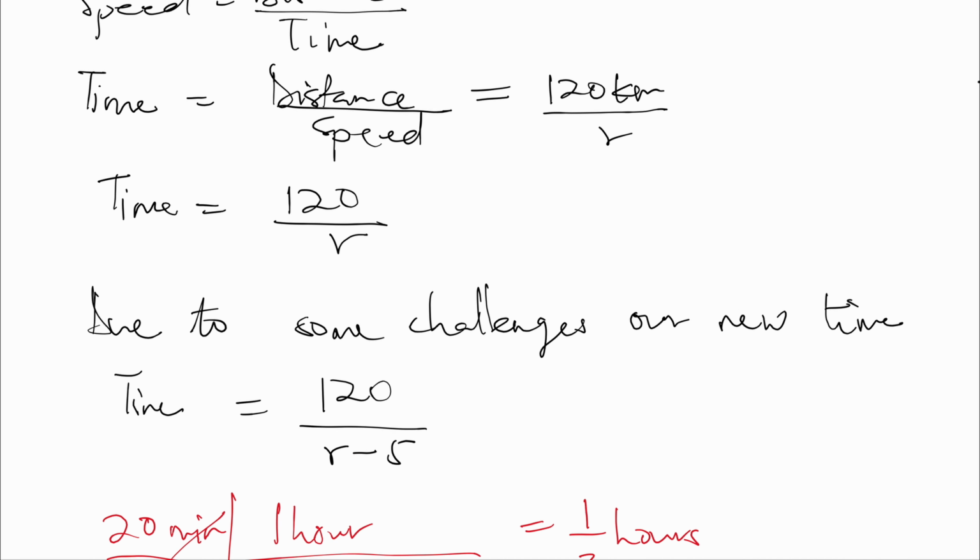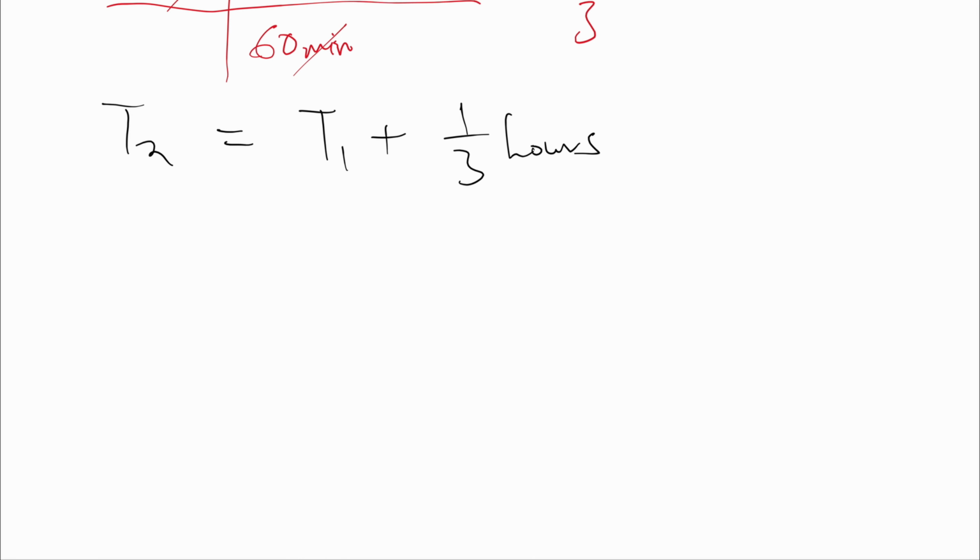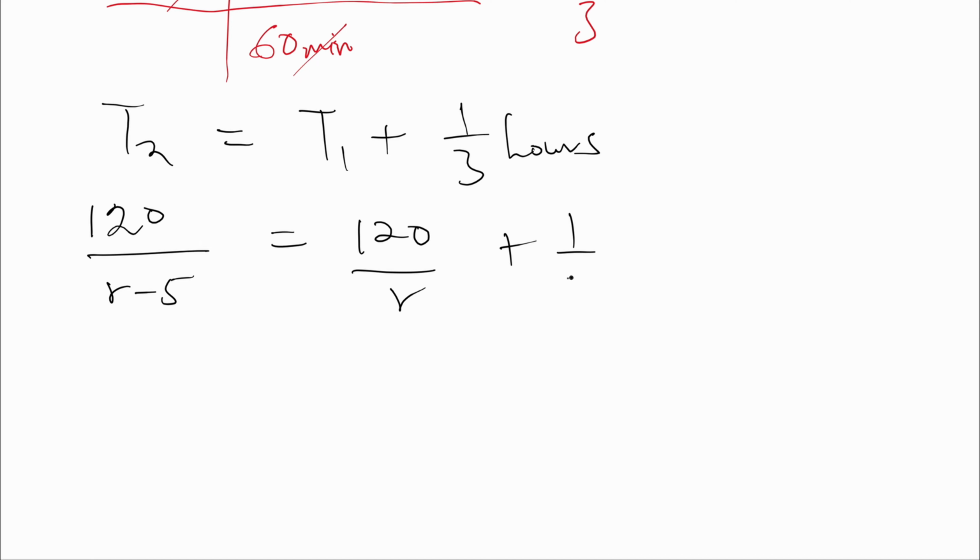And our T1 is this, and this is our T2. So we can say that 120 over R minus 5 is equal to 120 over R plus 1 over 3.